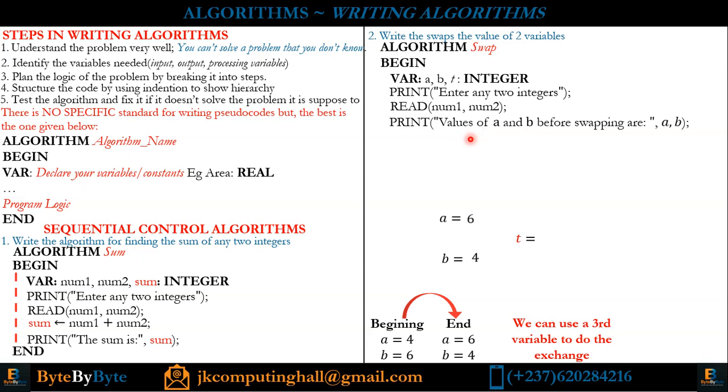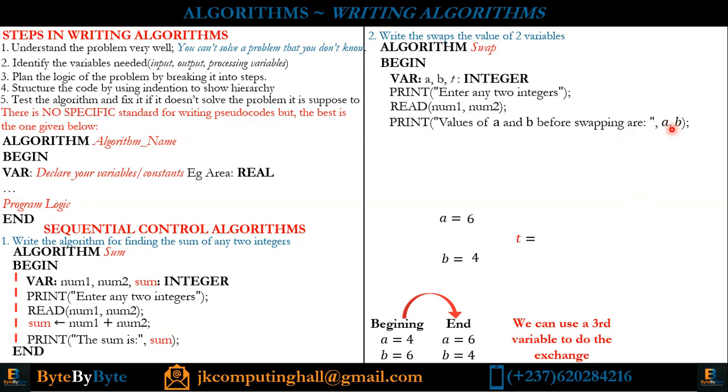Now, print the values of A and B before swapping are A comma B. If A is 4 and B is 6, as you are seeing, this will print the values of A and B before swapping are 4 and 6. Remember that this is not in the quote, so it is their values that are going to be printed. If they were inside the quote like these two, then it is A and B that will print. So at this level, I will print A and B, but here it is the value of A and the value of B. That's why they are not in the quote.